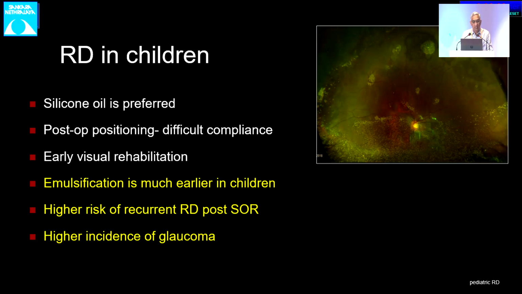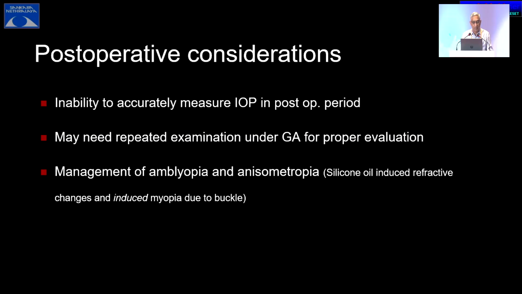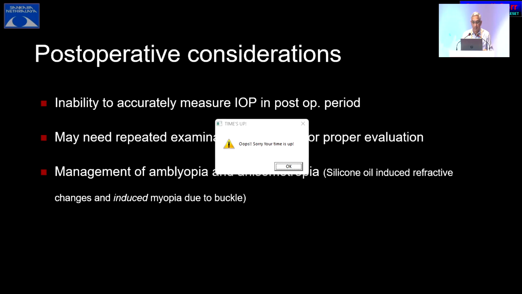Silicone oil is invariably preferred as the internal tamponade, because positioning is difficult postoperatively, and it also helps in early visual rehabilitation. But the catch here is that emulsification can be very early in children, and there is a high incidence of glaucoma. Looking at postoperative care, obviously, quite some time you cannot monitor babies. They are not cooperative, IOP cannot be checked, and you may need repeated GA examination in the postoperative period, and you need to keep parents informed accordingly. And obviously, management of amblyopia is very, very important.